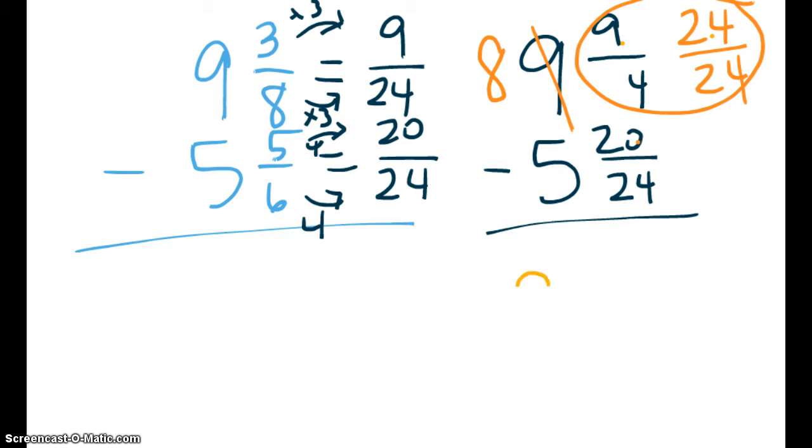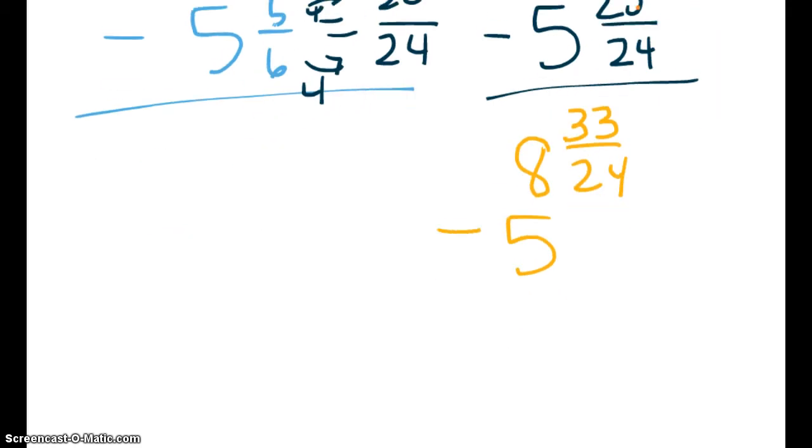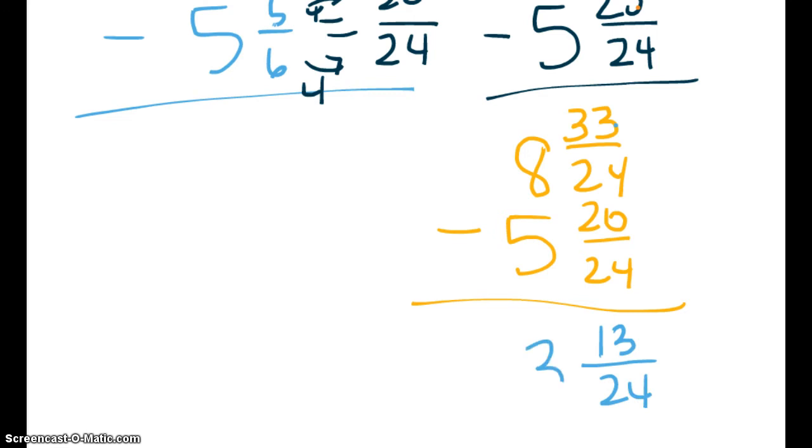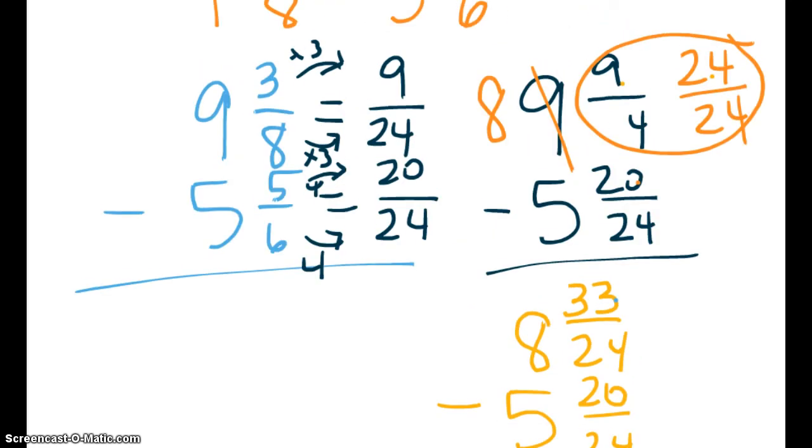So I'm going to rewrite it. I'm going to write 8 and 33/24 minus 5 and 20/24. 33 minus 20 is 13/24. 8 minus 5 is 3. So again, common denominator. Regroup when you have to subtract.